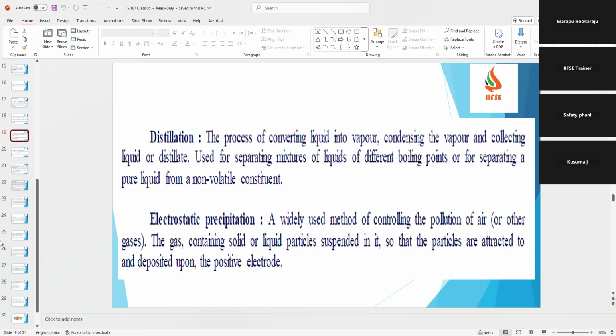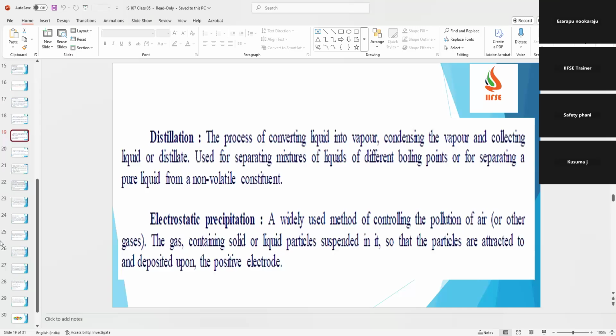The best example will be oil refineries, where the main process is distillation. The crude oil is fed, then they apply heat, and at particular temperatures, some of the compounds or products are separated. Again it is condensed, then they collect the product. It is used for separating mixtures of liquids of different boiling points. Yes, at each boiling point the specific product will come out.